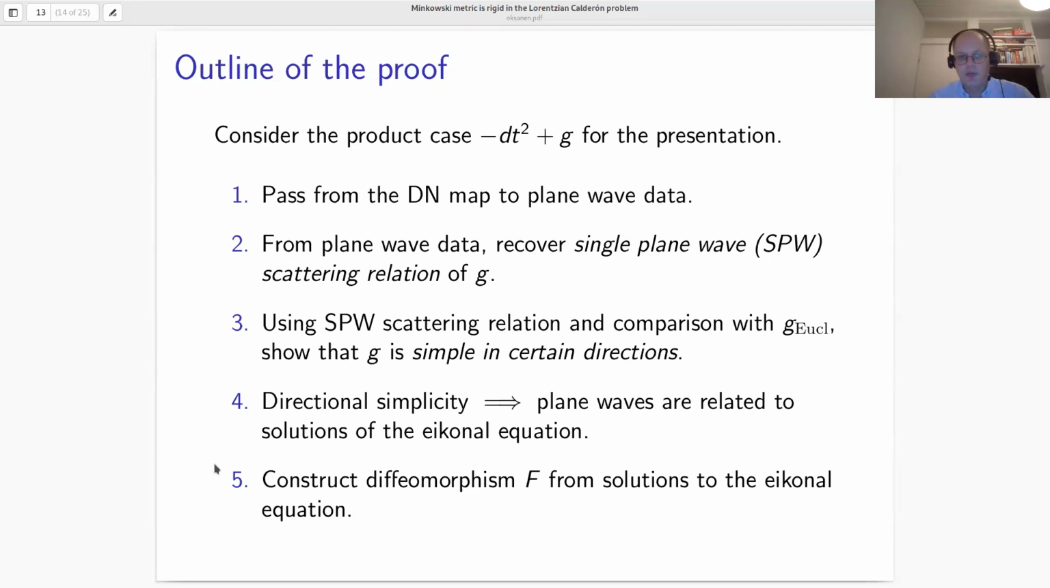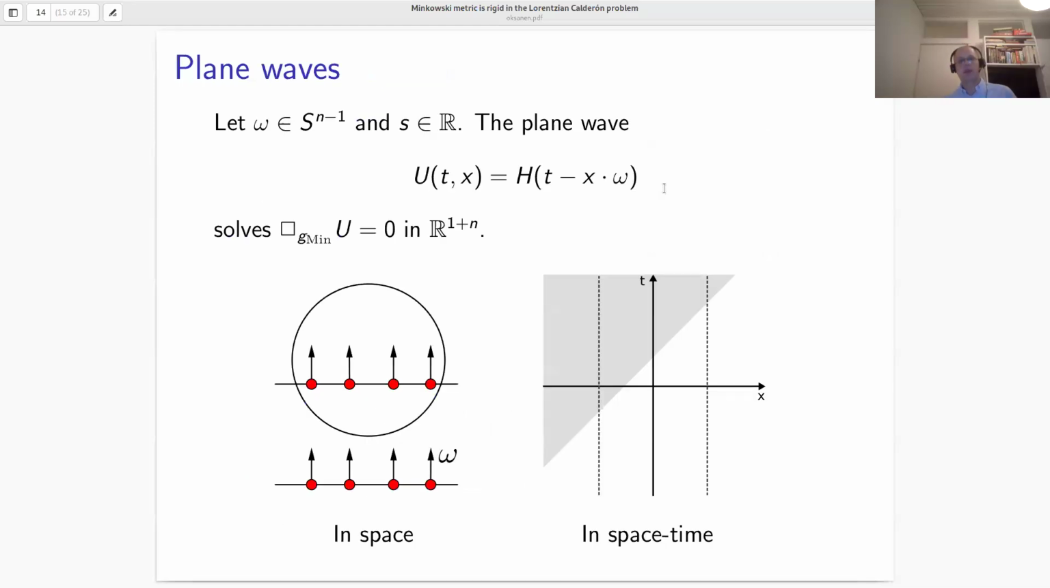There are a couple of steps in the proof. I'm going to tell more or less how these steps work, except for the third one, which is the most complicated. So I'm going to gloss over that. But let's now get to the business. So our starting point is that two Dirichlet-Neumann maps are the same. I'm going to pass from these Dirichlet-Neumann maps first to a certain data set that I call plane wave data. So first let's have a look at what I mean by plane waves.